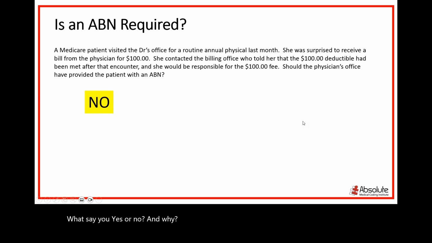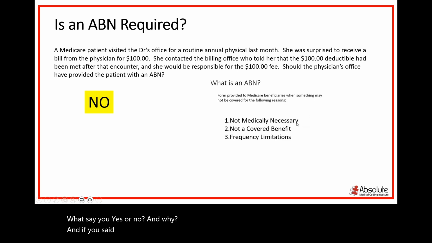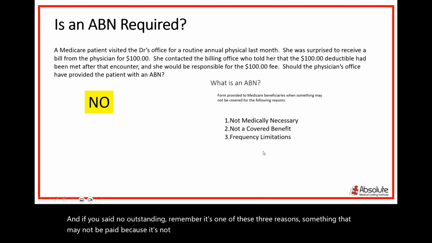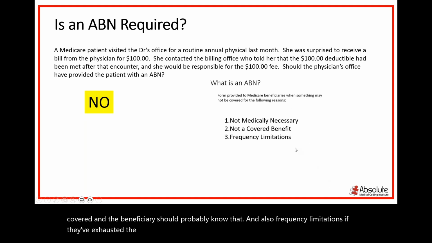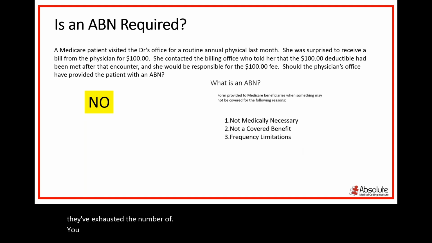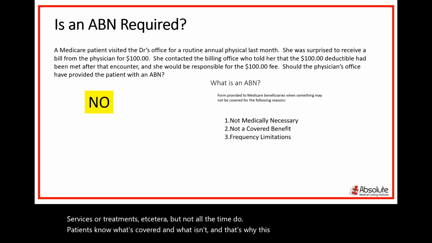And if you said no, outstanding. Remember, it's one of these three reasons: something that may not be paid because it's not medically necessary, something that's just flat out not covered, and the beneficiary should probably know that, and also frequency limitations if they've exhausted the number of services or treatments, etc. All right, but not all the time do patients know what's covered and what isn't. And that's why this ABN is so important.